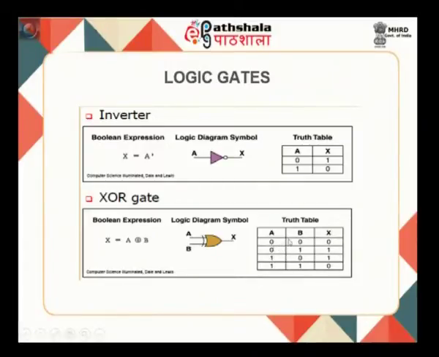Just look at 0 0: because both are similar, the result is 0. For 0 1, the inputs are different, so the output is 1. For 1 0, the inputs are different, so the output is 1. For 1 1, both are similar, so it is 0. Rather, I can say that this is usually used for comparison purposes. If I put a bubble over there, you can imagine a NOT gate followed by the XOR gate.